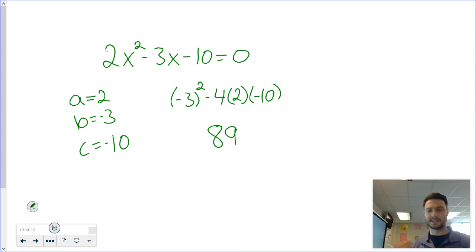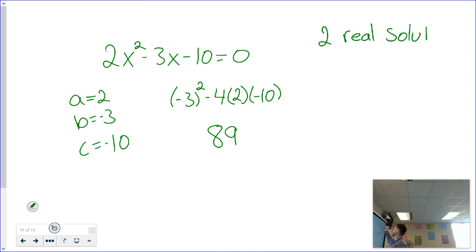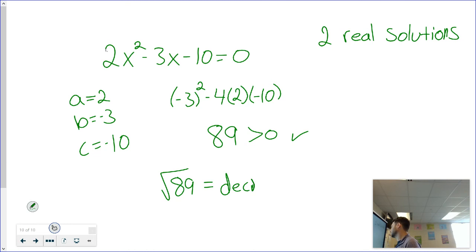So what we know with this, it's still positive, so we're still going to have two real solutions. But what we also can find out from this, if I try and take the square root of 89, it's a decimal. This means this is not factorable. It won't work out nicely. We're going to get some nasty stuff, which means this one has real solutions, but we still have to use the quadratic formula only.